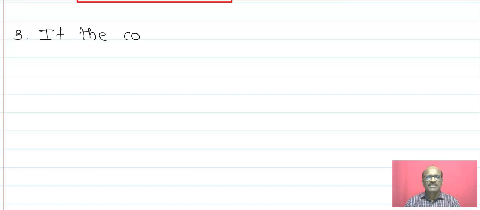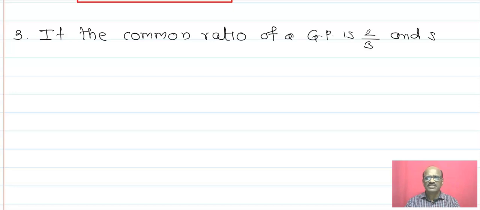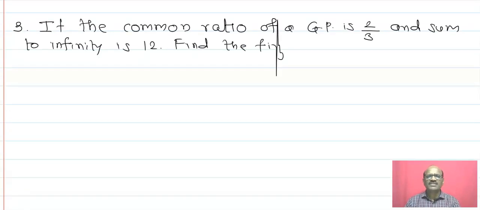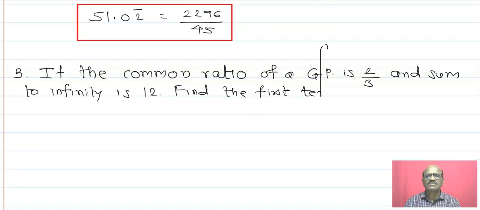Now next is, if the common ratio of a GP is 2 upon 3, and the sum to infinity is finite, which is 12, find the first term, that is a.